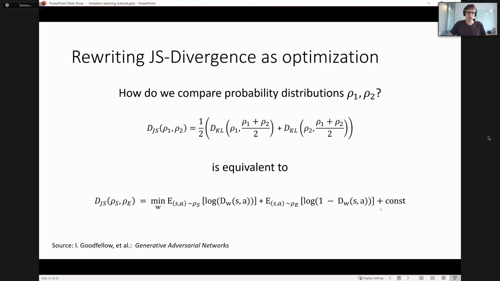I'm not going to show the proof in the slides, but if you want to look at a proof, have a look at the original GAN paper. It's a very classic paper in machine learning. It's very well worth reading.